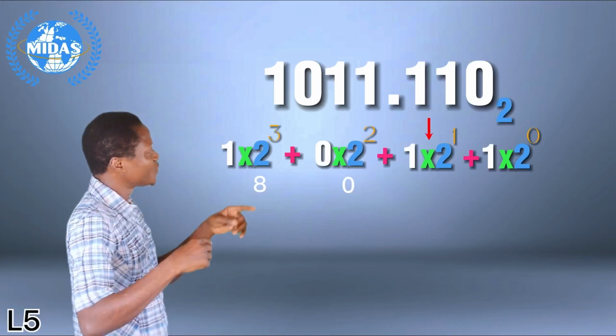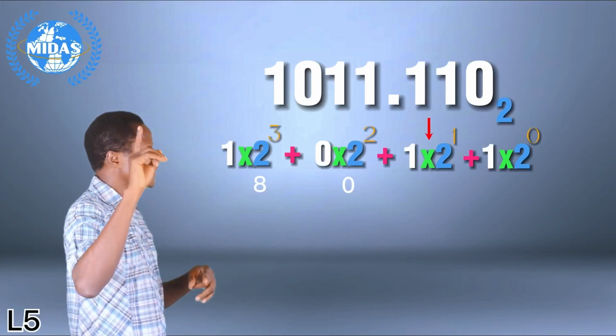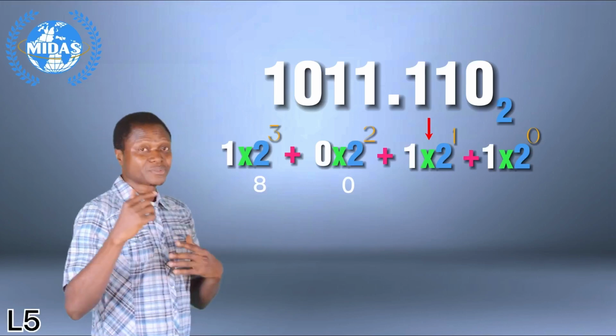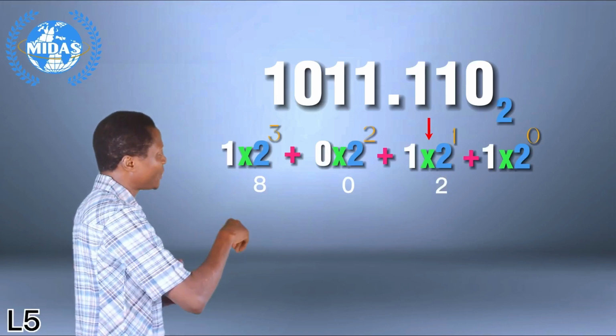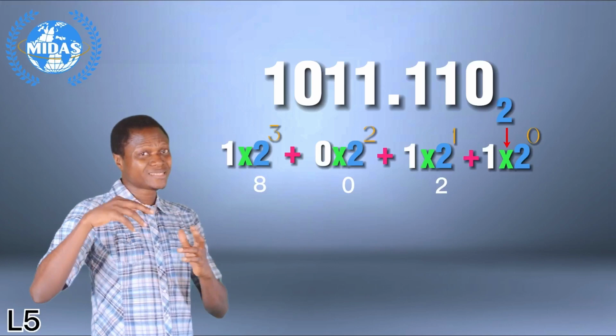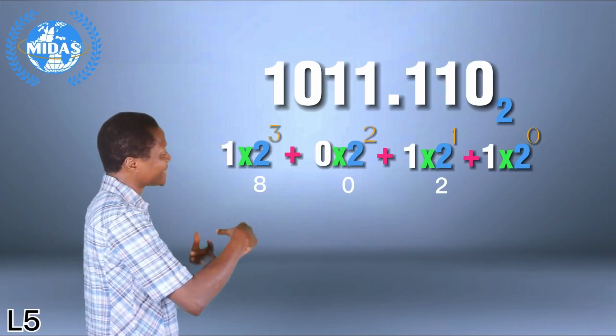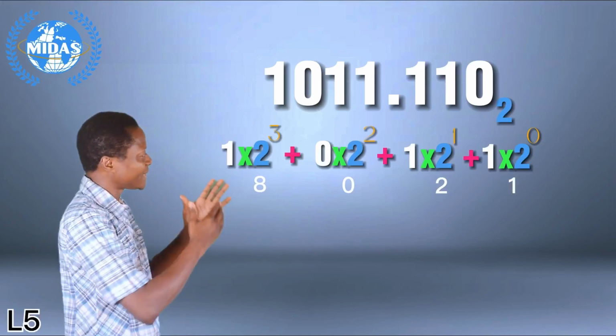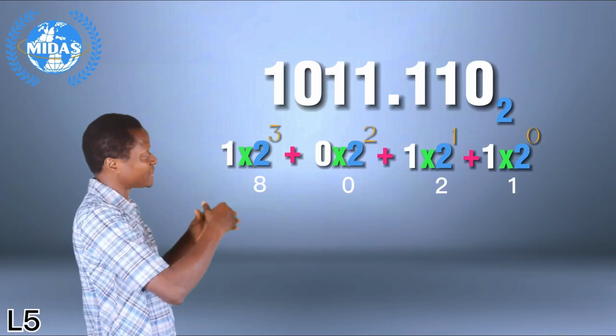Then plus 2 raised to power 1 is going to give you 2 times 1. 2 times 1 is 2. Plus 2 raised to power 0 is 1. Anything raised to power 0 is 1. So 1 times 1 is going to give you 1. Now that's the end of the first numbers before the decimal point.